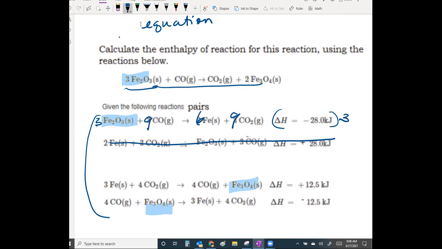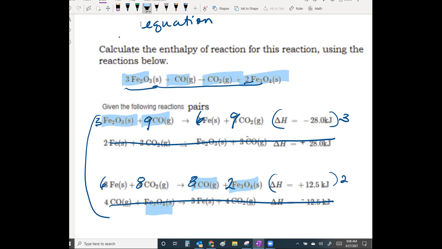Here it is on the product side, so I'm going to throw this equation out. I need 2 of them, so I have to multiply everything by 2. So 3 times 2 is 6, 4 times 2 is 8, 4 times 2 is 8, 2 times 1 is 2. All right. Now I've got Fe2O3 and I've got Fe3O4. I need 1 carbon monoxide. Notice I have 9 on the left and I have 8 on the right. What's 9 minus 8? 1. So now we have our 1 carbon monoxide.